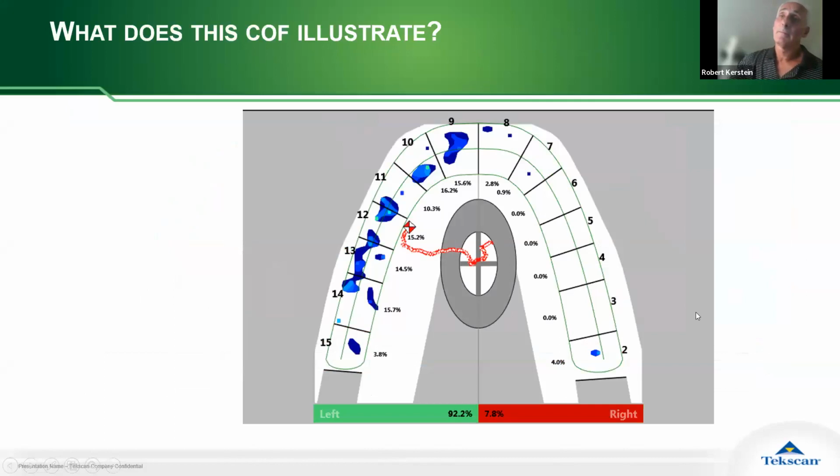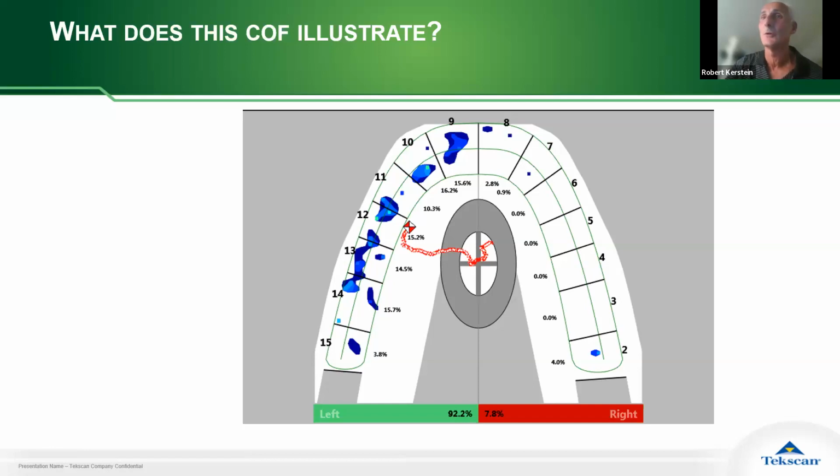Now, this comes from a course we used to give where we would put up a picture like this and say to the group, what does this COF illustrate? Right? So you can think about these things, but I'm going to go through a few of them so you can reinforce what you're seeing.